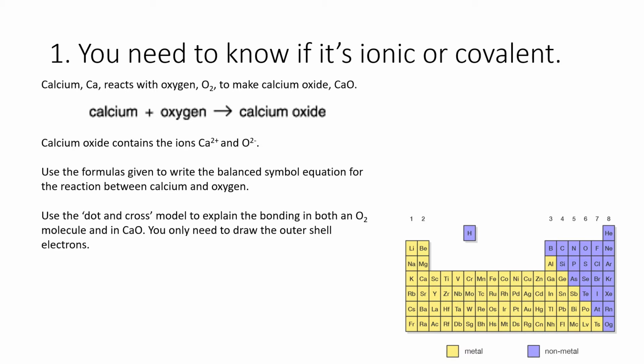Okay, well, there's lots of information. I'm going to come down to the bottom paragraph. Use the dot and cross model to explain the bonding in both O2 molecule. So O2 is 2 oxygens, so that's a non-metal and a non-metal, even though they're the same. There's oxygen, so that's a covalent bond between 2 oxygens. And in CaO, so calcium is here. Obviously oxygen is a non-metal, so we have an ionic bond.